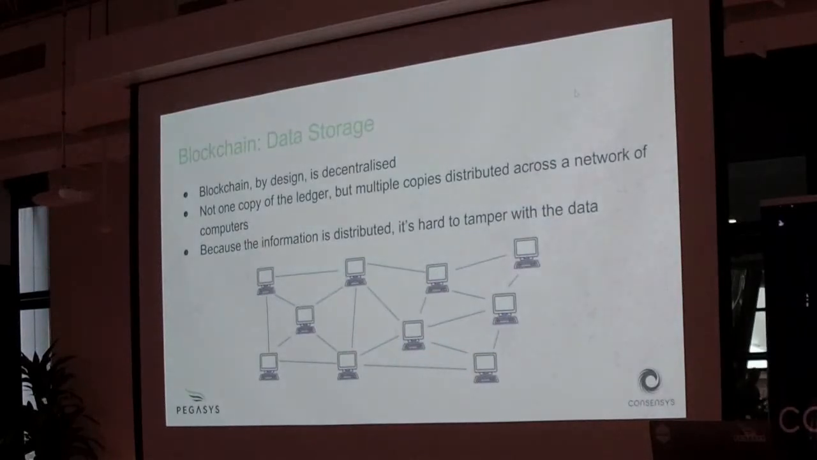Blockchain by design is different in that it is decentralized. We don't have one copy of that ledger, we now have multiple copies of the ledger, and they are distributed across a network of computers. And because this information is distributed, exactly the same copy of that ledger is distributed across multiple computers, the data is very hard to tamper with.